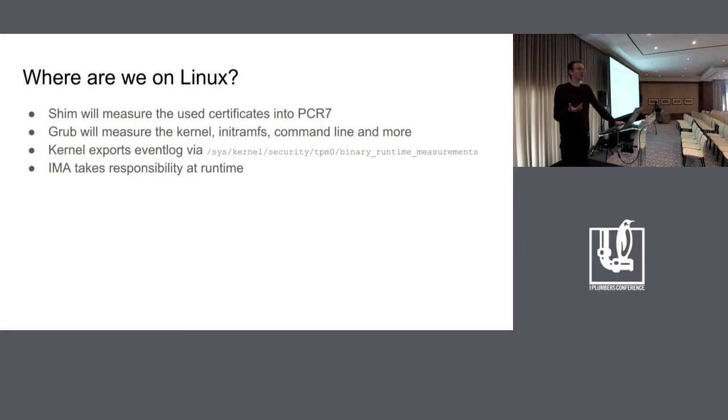Latest grub code will also measure the kernel, the initramfs, the kernel command line, and if you want, every single command that grub executes. So you can get a lot of information about the boot process. The event log is exported via this very easy to remember path. TPM2 devices that are using the TCG2 crypto agile log format will only appear on 5.3 or later.